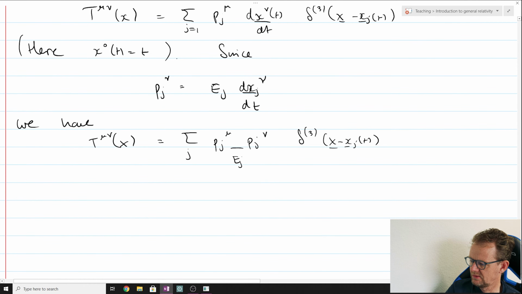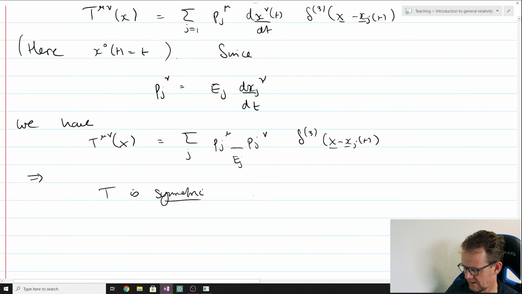Okay, so now we have this way of representing these 16 numbers that are defined at every point in the space-time manifold. We have a way of representing them so it's absolutely clear it's symmetric. So T is symmetric. And what does that mean? Well, i.e. that T^{mu nu} equals T^{nu mu}.